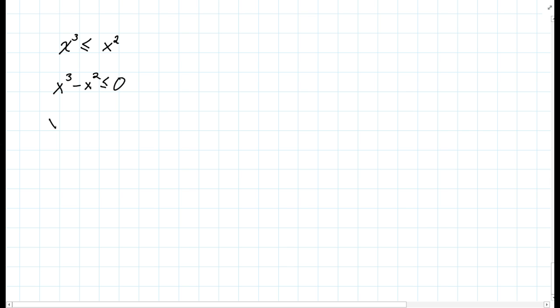Let's factor. We'll end up with x squared times x minus 1. We want that to be less than or equal to 0. So we know that this is equal to 0 at x equals 0 and x equals 1. So let's go ahead and make our sign chart.